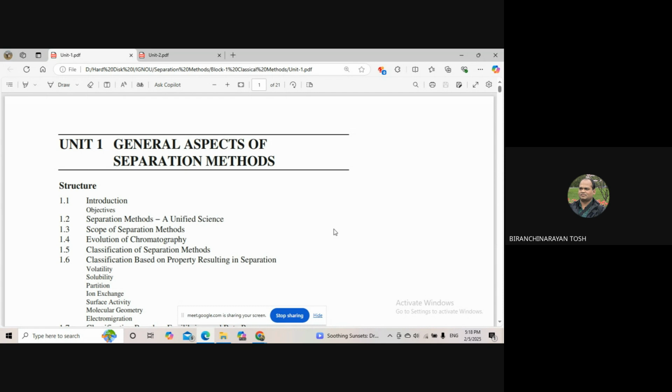So, today's topic will discuss the separation method, the first unit, the general aspects of separation methods. In this unit, we'll give some introduction and its objective, then what are the different separation methods, scope of separation methods, classification of separation methods, and classification based on the property resulting in separation, then classification based on equilibrium and rate process, criteria for selection of separation methods.